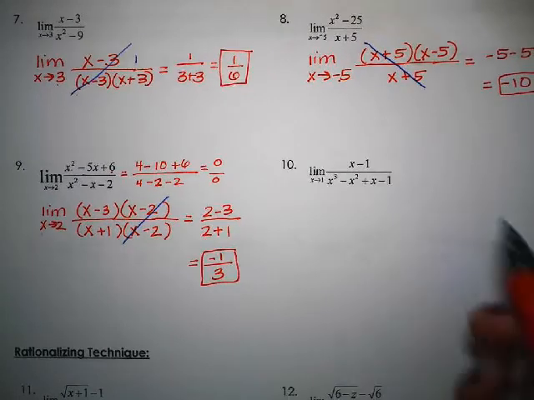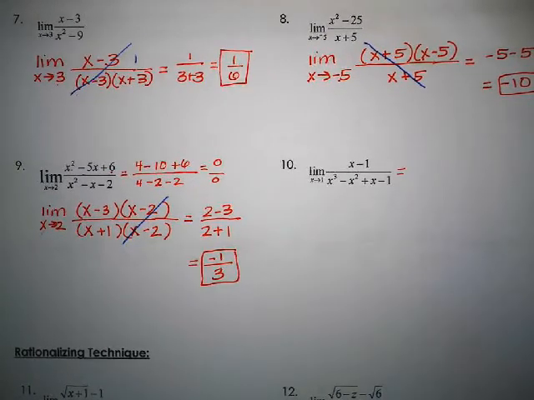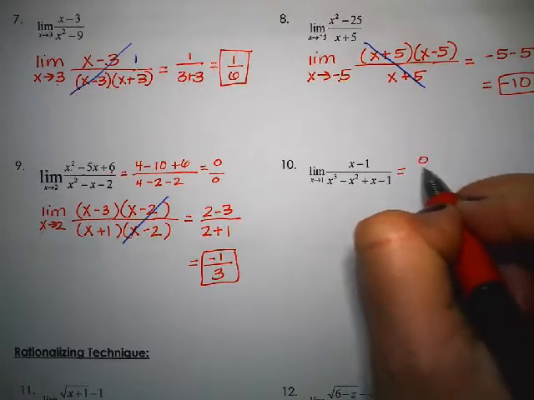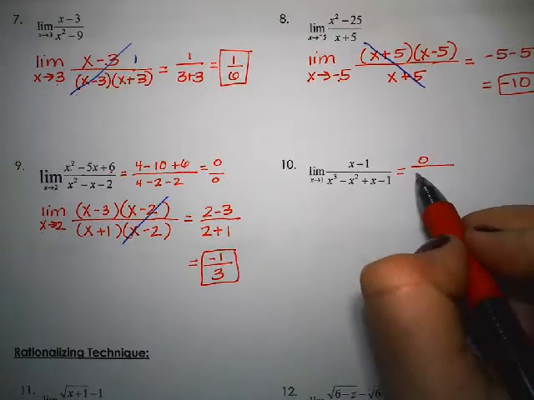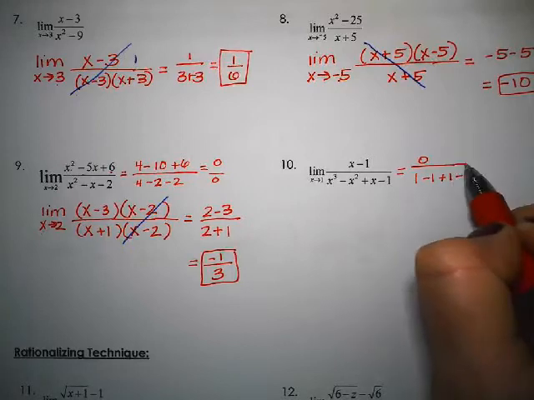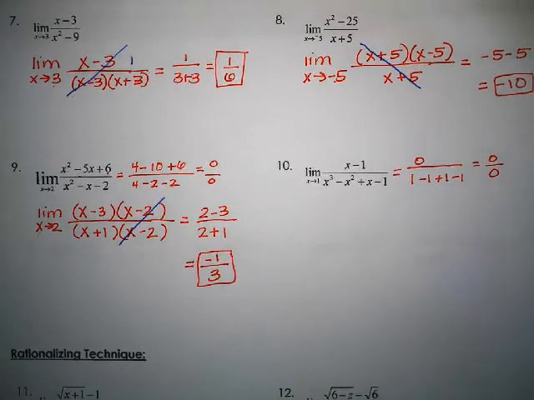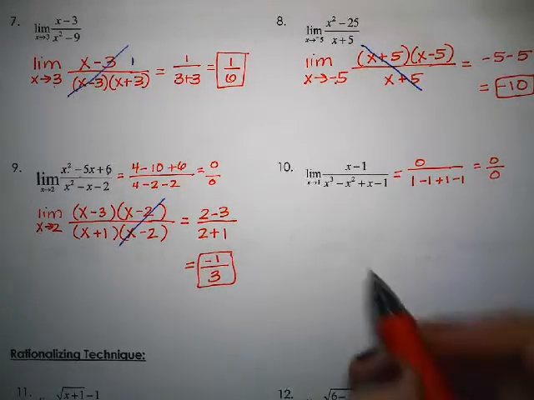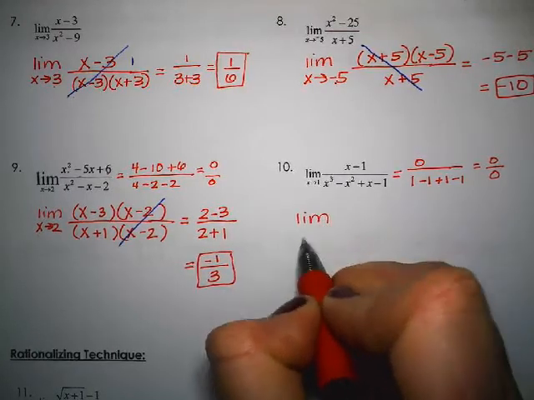All right, number 10. If I try to plug 1 in, the top, 1 minus 1, I can tell is 0. The denominator is 1 minus 1 plus 1 minus 1. Denominator is also 0. So I need to try something else. We're going to try to factor. So we're going to rewrite the word limit.